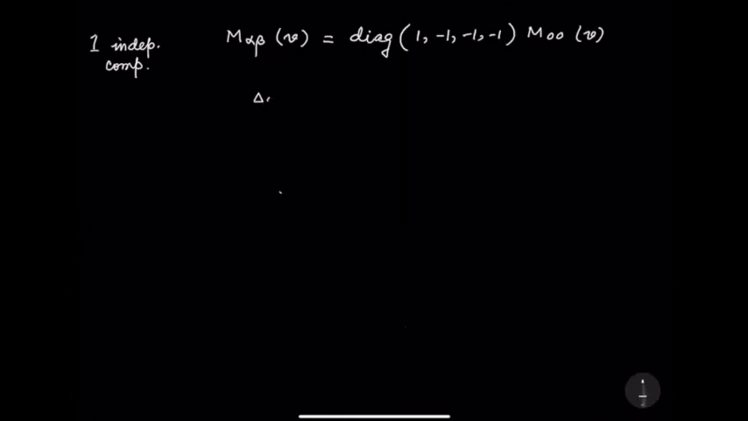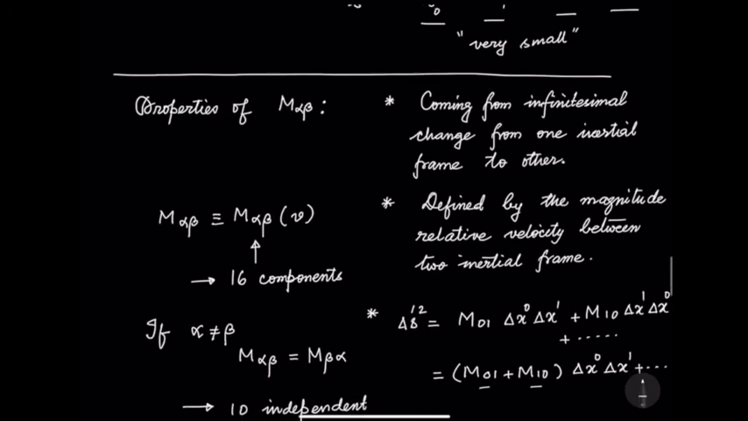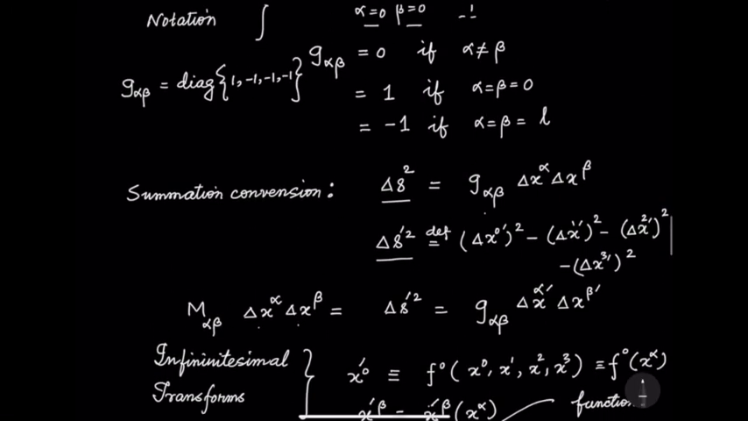Okay, so let's see what has happened. So I had delta A square equals, if you remember, m alpha beta, which are 16 functions of V, times delta x alpha delta x beta. Now m alpha beta has become m00, one function of V, into a diagonal matrix 1, minus 1, minus 1, minus 1, and then delta x alpha delta x beta. What did we call this diagonal matrix earlier? You see, this is the diagonal matrix which we call G alpha beta.